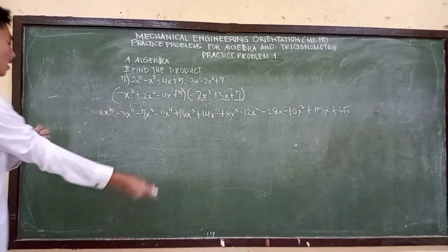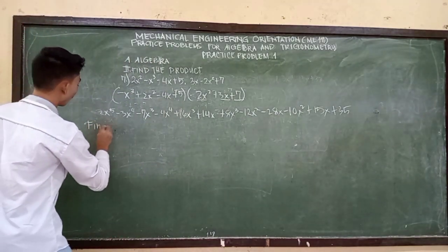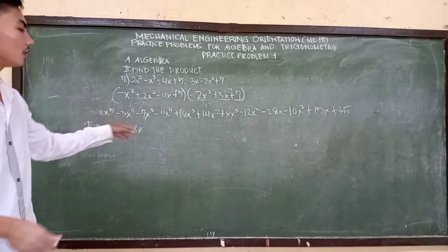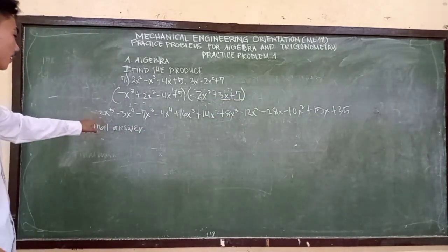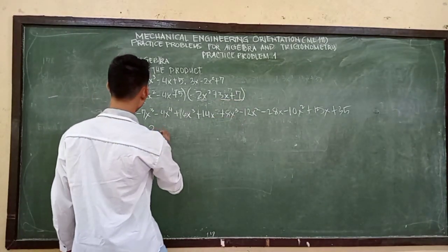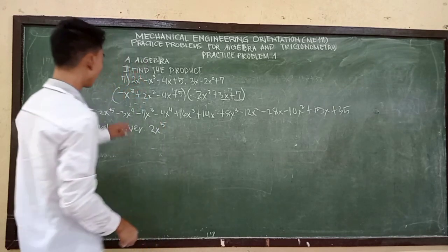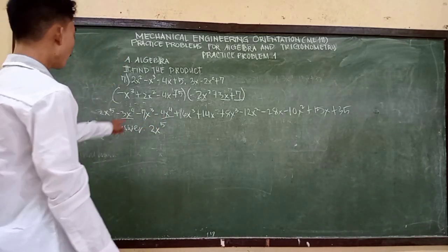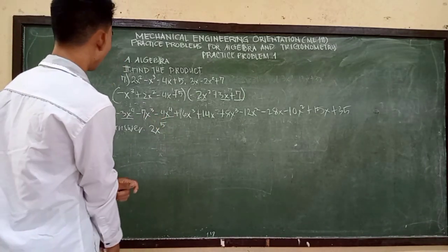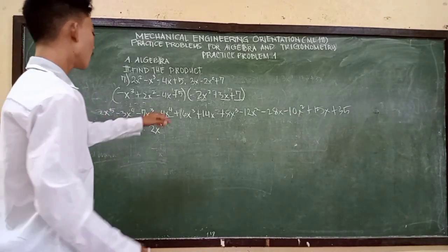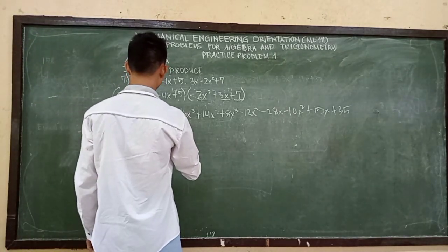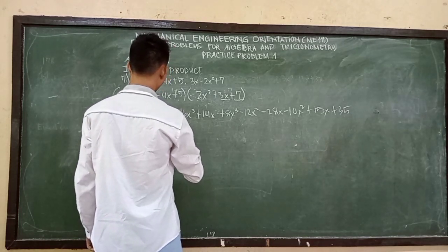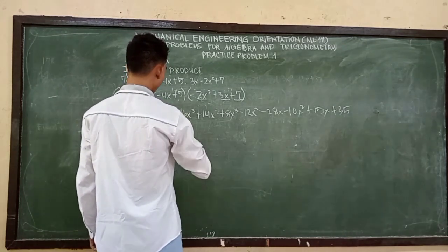Now, for our final answer, we will combine like terms. So, 2x to the fifth, and then negative 4x to the fourth minus 3x to the fourth will give us negative 7x to the fourth power.